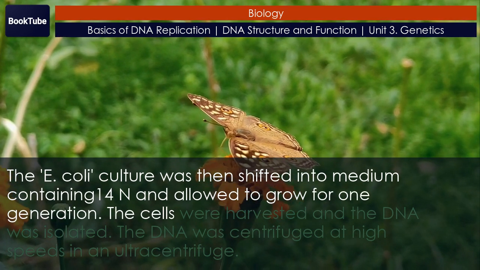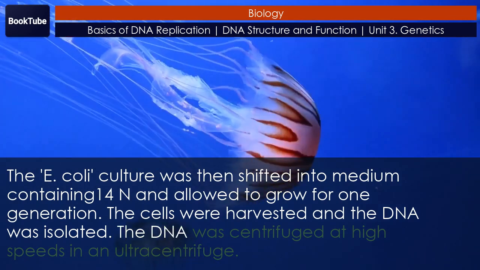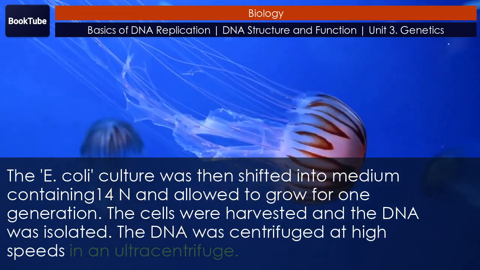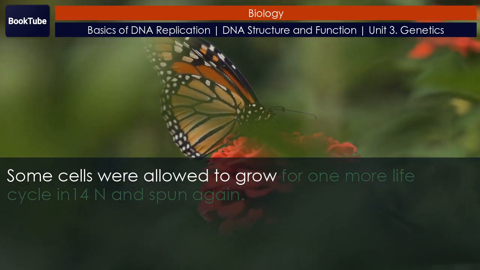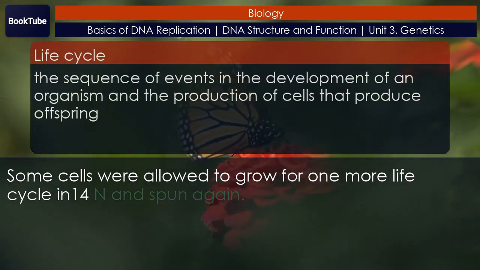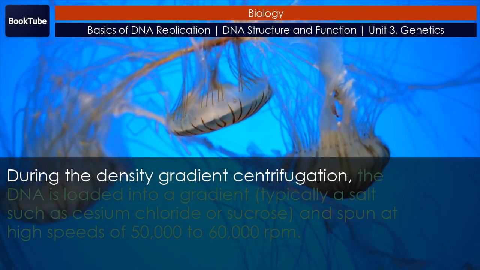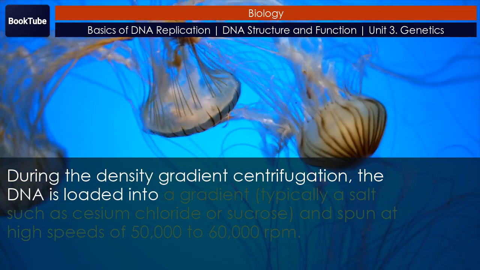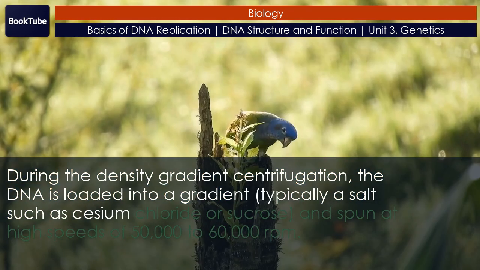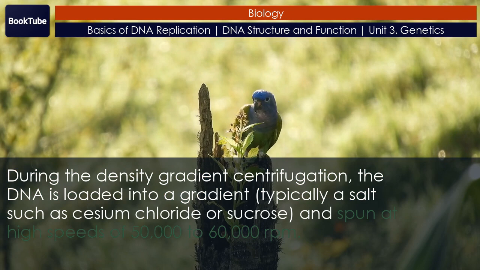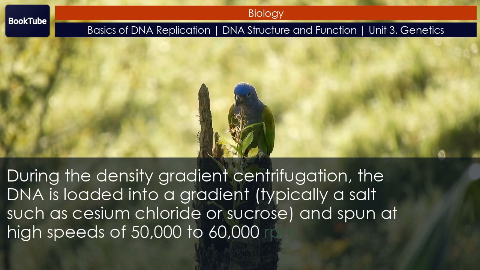The cells were harvested and the DNA was isolated. The DNA was centrifuged at high speeds in an ultracentrifuge. Some cells were allowed to grow for one more life cycle in 14N and spun again. During the density gradient centrifugation, the DNA is loaded into a gradient, typically a salt such as cesium chloride or sucrose, and spun at high speeds of 50,000 to 60,000 revolutions per minute.